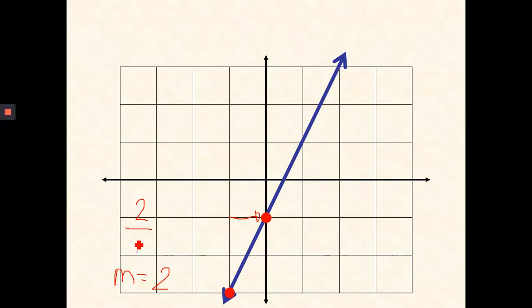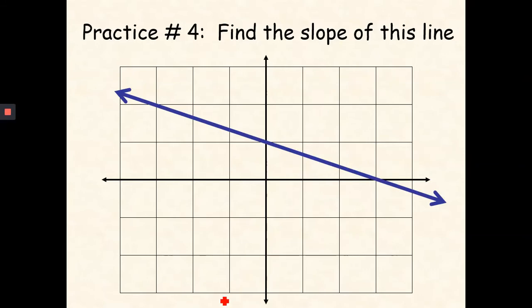Always remember that if your denominator is 1, no need to write 1. Okay? The next one here. Let us try to identify 2 points here. So we have that and that one. You're just going to count the rise, and that is 1, and run 1, 2, 3. That is 3. So slope is rise, that is 1, over run, which is 3.